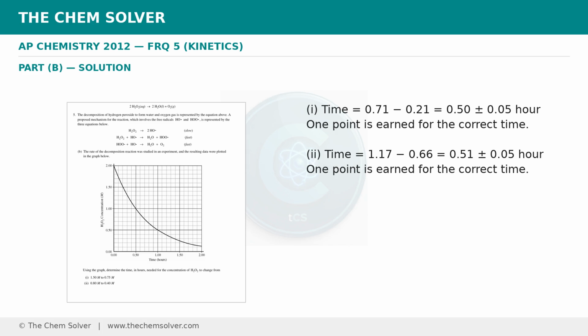1. Time equals 0.71 minus 0.21, which is equal to 0.50 plus or minus 0.05 hour. 1 point is earned for the correct time. 2. Time equals 1.17 minus 0.66, which is equal to 0.51 plus or minus 0.05 hour. 1 point is earned for the correct time.